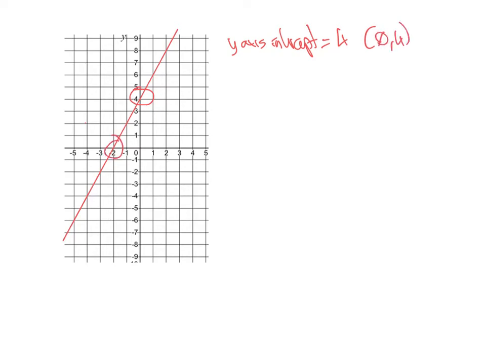Here we've got another point. This is the X-axis intercept. That equals -2. Its coordinate is -2, 0.